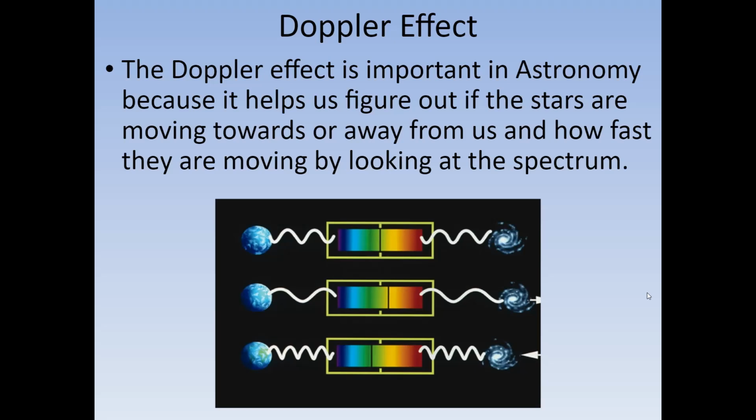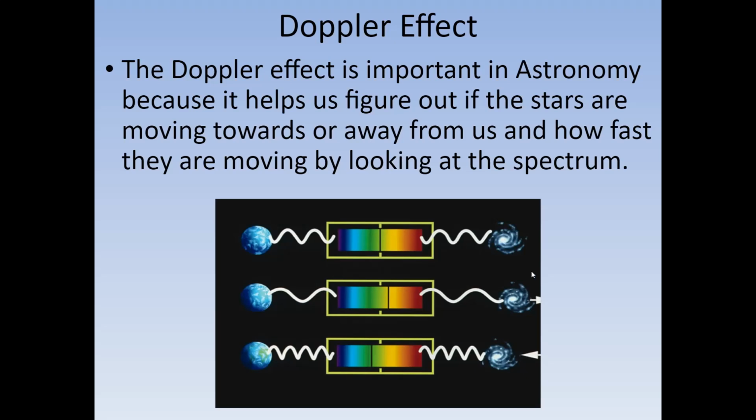Since most things are composed of hydrogen, we can look at a galaxy, know exactly what the hydrogen lines should be, and if those hydrogen lines are shifted over to the red, that tells us the galaxy is moving away. And if it's shifted over to the blue, we can tell that it's moving towards us. Also, this is not something we're going to do, but depending on how much it's shifted, we could actually figure out how fast it's going.